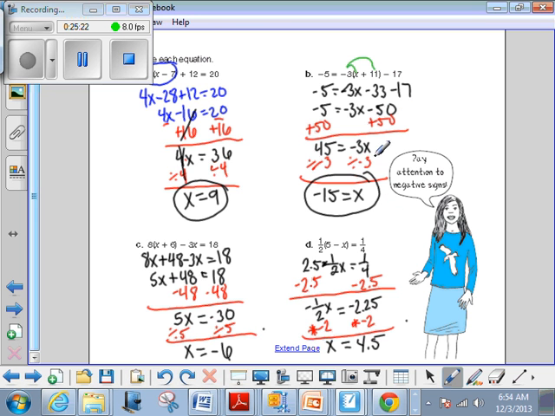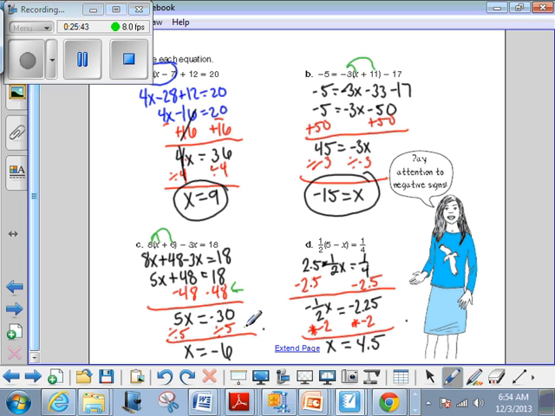I did the same thing with C, where I used the distributive property, combined like terms, and then I had to subtract 48 from both sides, and then divide both sides by 5, and that's when I got x is equal to -6. D might have been a little confusing, so again I had to use the distributive property.